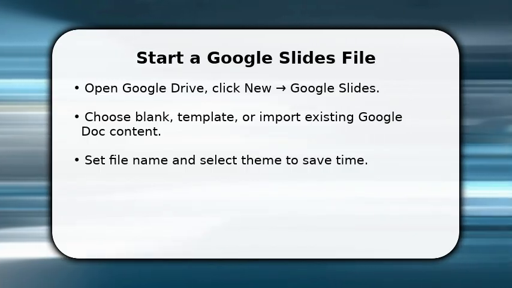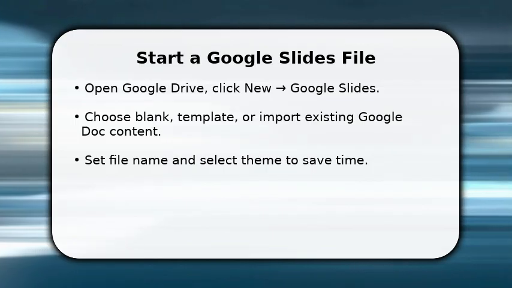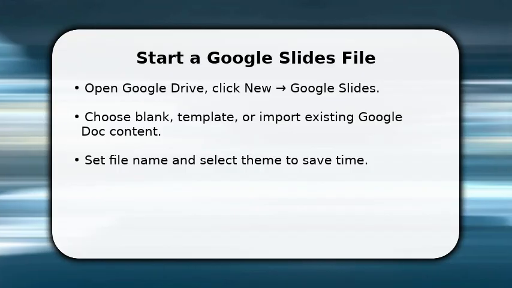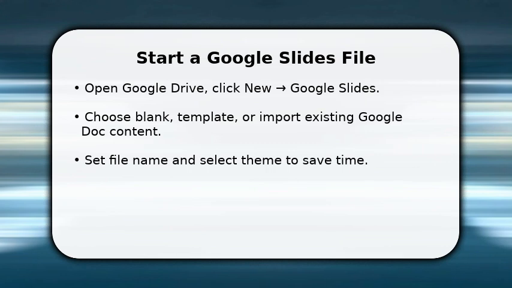Next, import content if you have a Google Doc by using File, right arrow, Import Slides, which pulls text and formatting automatically. You want structure early, so create a title slide and one content slide now. This prepares the layout for efficient content addition later.